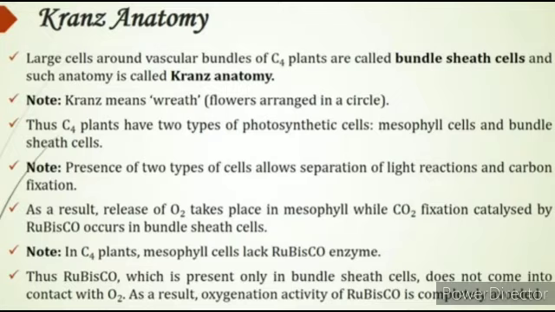The presence of two types of cells allows separation of light reaction and carbon fixation. As a result, release of oxygen takes place in mesophyll, while carbon dioxide fixation catalyzed by Rubisco occurs in bundle sheath cells. Thus, Rubisco, which is present only in bundle sheath cells, does not come into contact with oxygen. As a result, oxygenation activity of Rubisco is completely avoided.